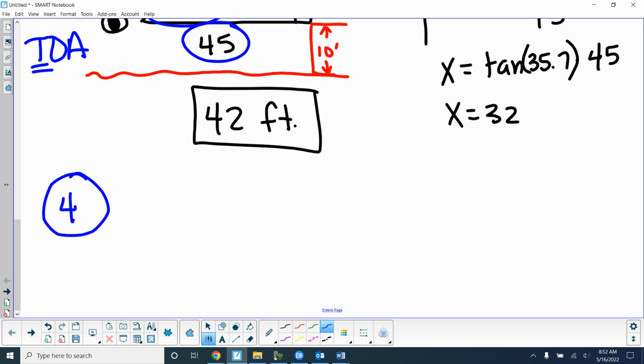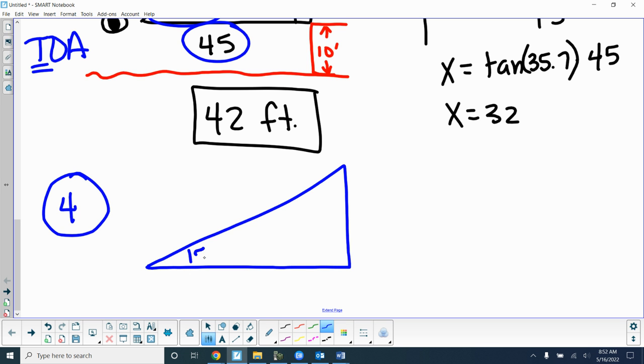All right, number 4, same type of problem. We have to draw a picture of a triangle and figure out what they're asking us, and then figure out which trig function to use. So we've got an airplane taking off, angle of ascent is 15 degrees. Okay, so here's the ground. It's going to go up in the air. As it's going up, that's 15 degrees. Okay? That makes sense?